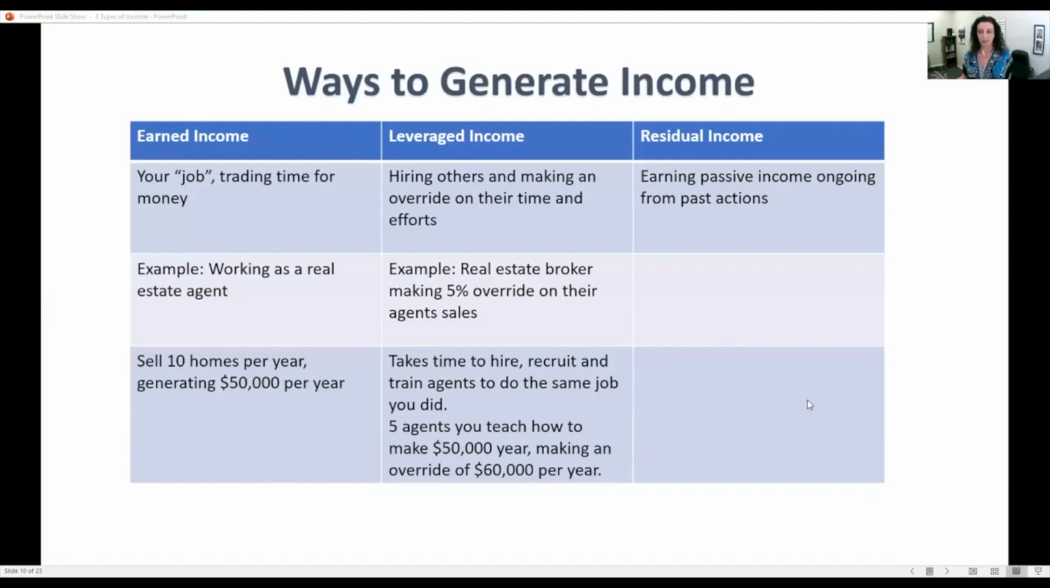Now, residual income. I hear a lot of this, like cash flow and passive income. I think they're really popular terms I hear about a lot on YouTube. If you want to become an overnight millionaire, they have a lot of different home-based businesses that are going to generate this passive income. But residual income, the whole idea is earning passive income ongoing from past actions.